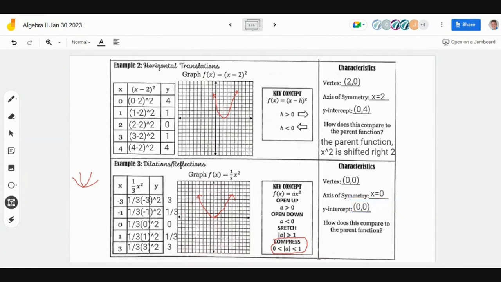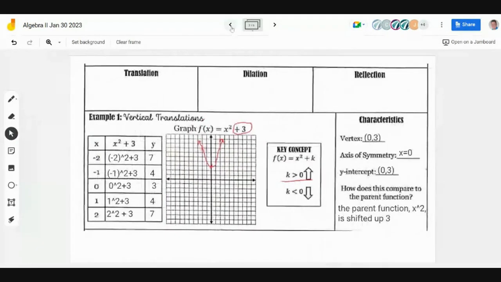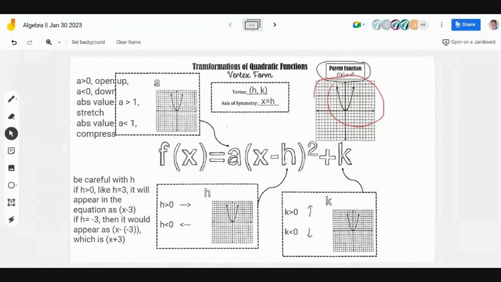And how does this compare to the parent function, which is x squared? It has been compressed by 1/3. So that's what happened to our parent function there. Can you see that? So there we see what the A does, what the H does, and what the K does. The A is the compression or stretching. The H moves it left or right. The K moves it up or down.